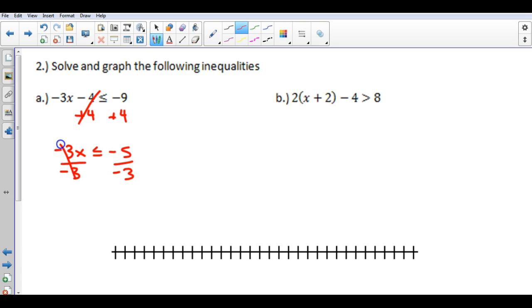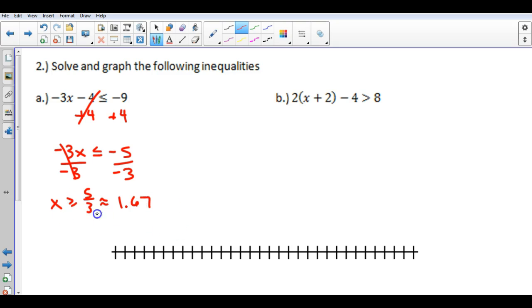But whenever you divide by a negative coefficient, if you are multiplying or dividing by a negative number in front of the variable, you need to flip the inequality. So this becomes greater than or equal to, and then negative divided by a negative is a positive, and I can leave it as 5 over 3. I could also express this as a decimal, which would be 1.67.